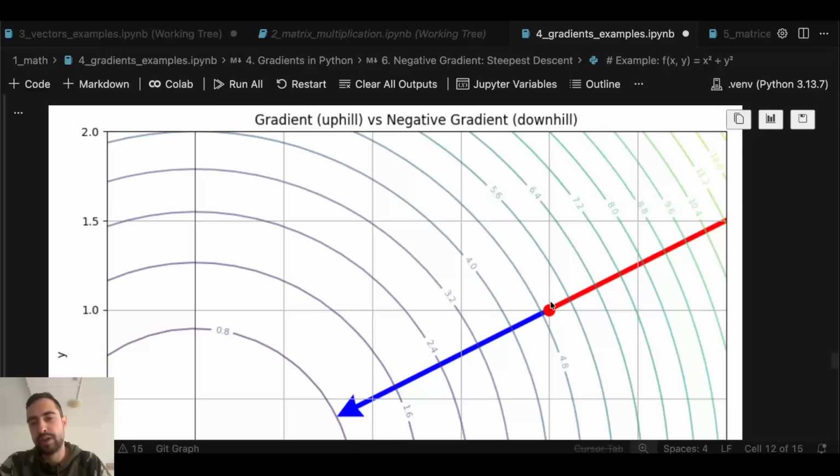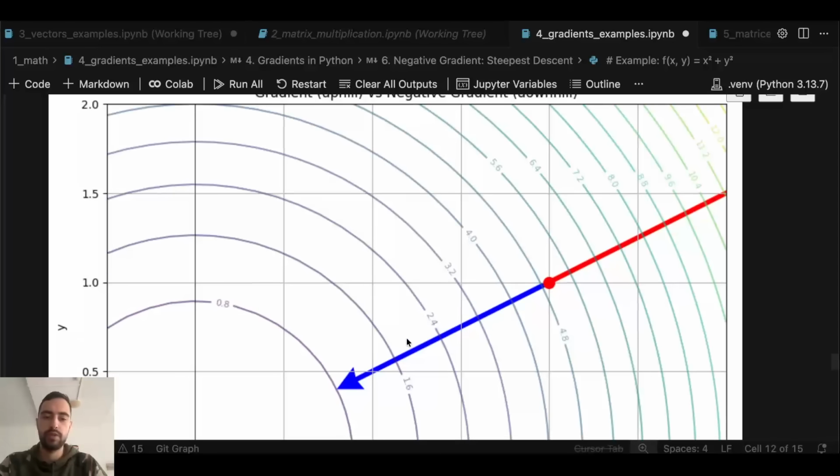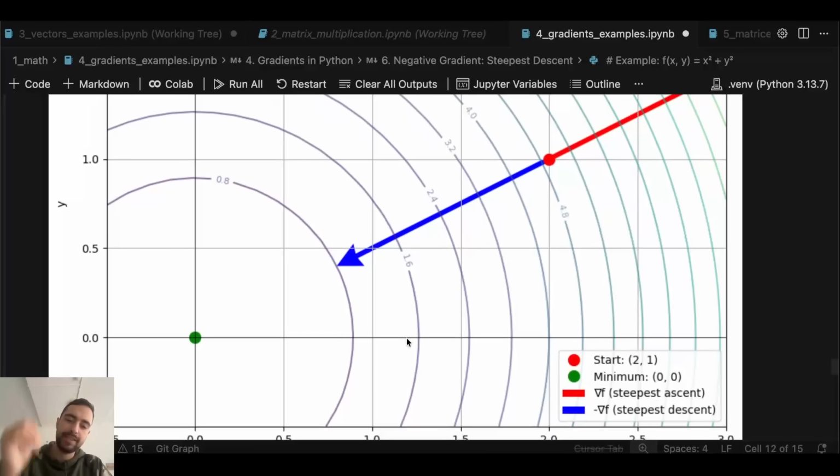4,2 will be our arrow right here, but it's not shown fully. But anyways, it points to the steepest ascent, so we want to take the opposite arrow to point it at the descent, how to go down the function.